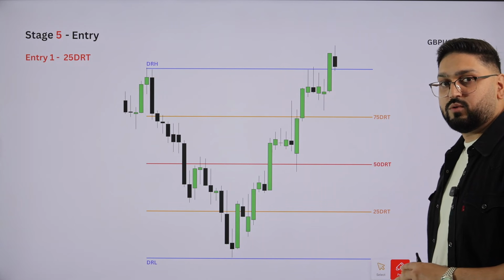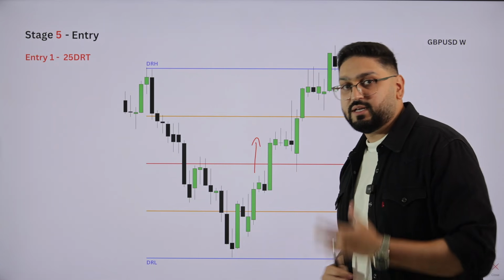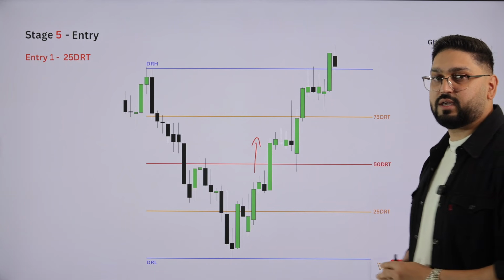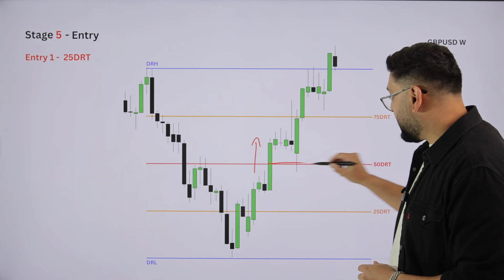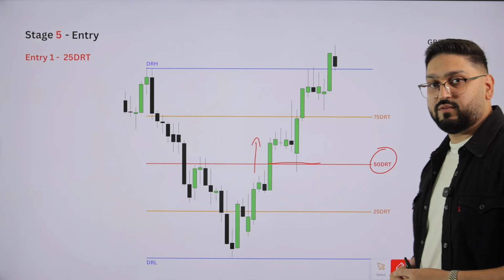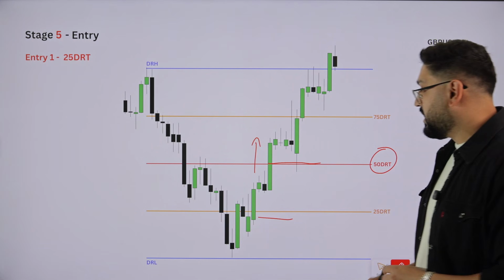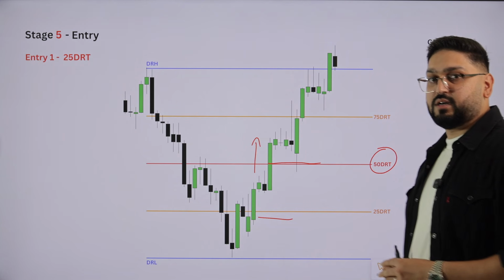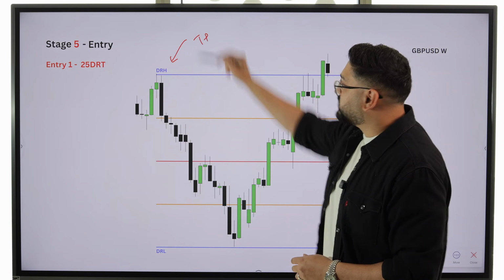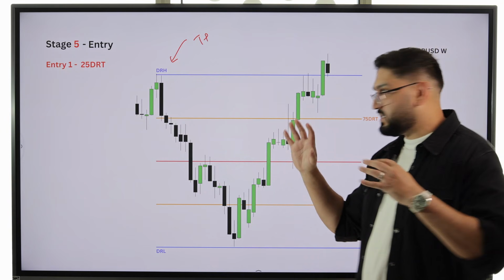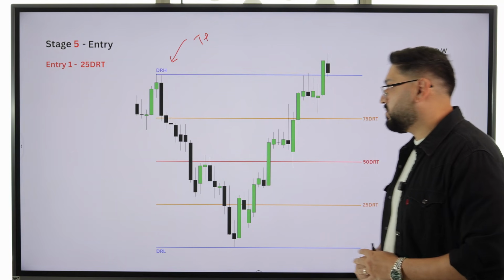Your second entry would come after seeing price displace through that 50 DRT level. Again, this is a strong indication that the market wants to continue higher. You can place a limit order at that 50 DRT level as a pyramid entry, and your stop would be placed anywhere below that 25 DRT level. You want to target the dealing range high as your take profit. And this is the simplest method of trading ICT concepts and algorithmic price action.